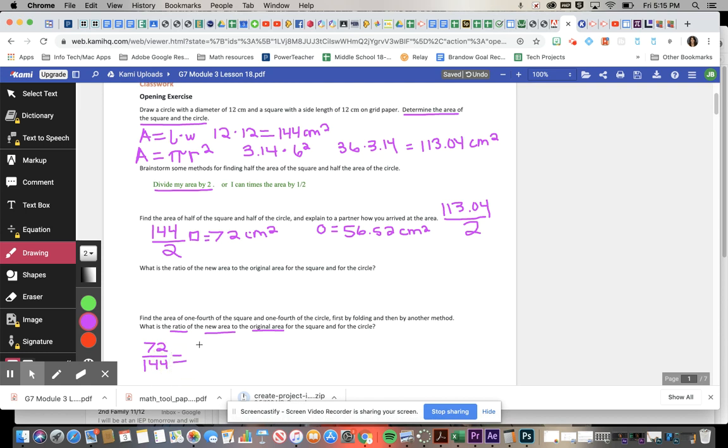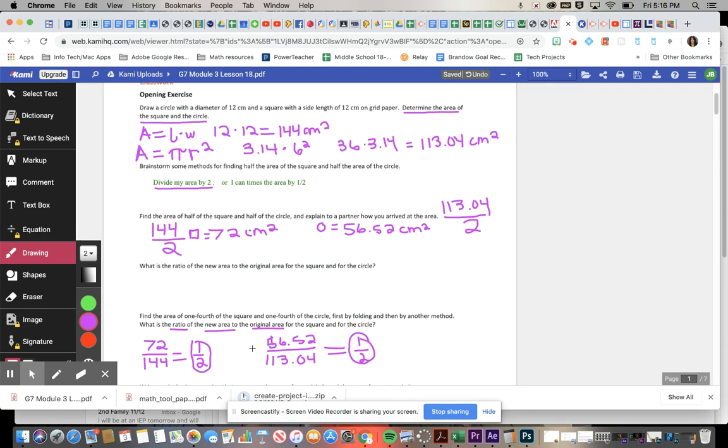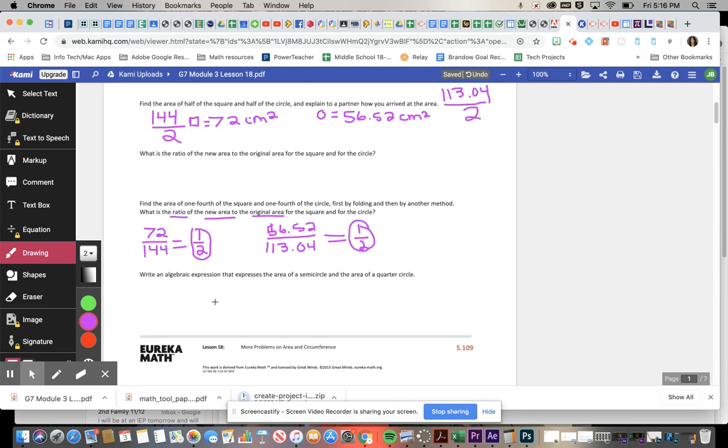And that reduces to 1/2. So our ratio for the new square is 1/2. And for the circle, 56.52 is the new, which is half of the circle, and the original, the whole area of the circle, was 0.4, which also reduces to 1/2. So our ratios are the same, 1/2.